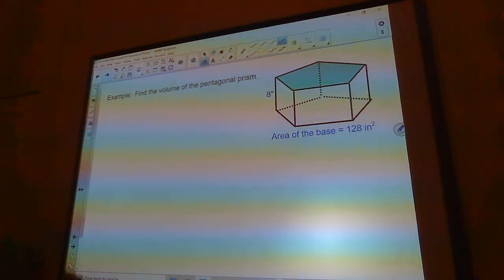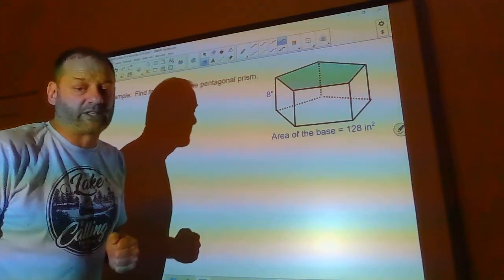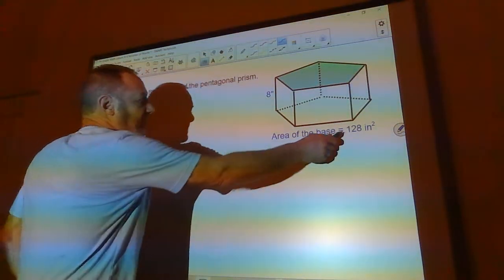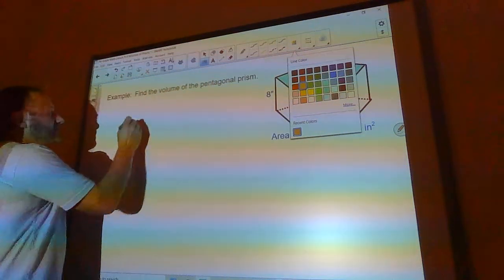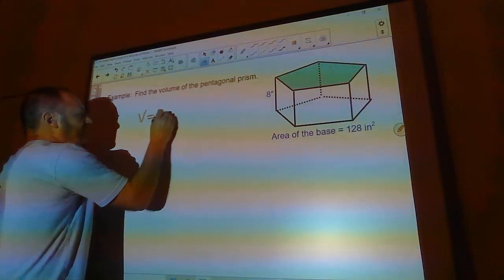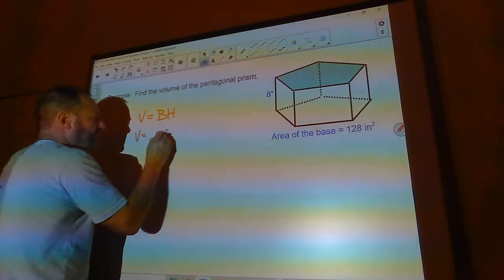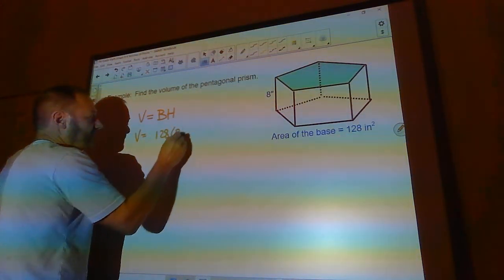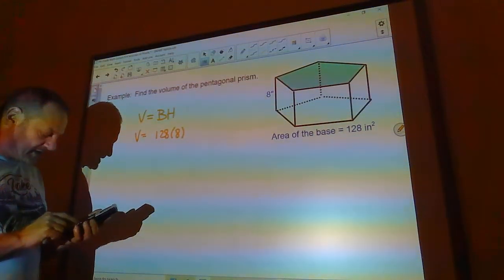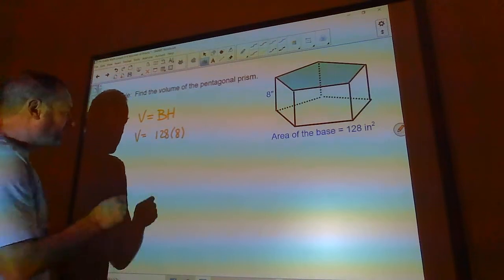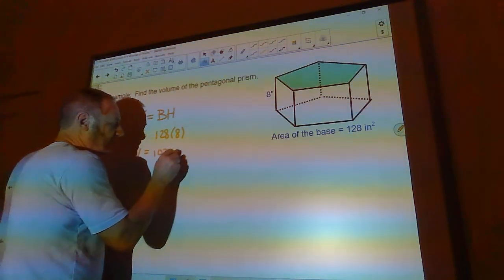Okay, these are the easiest ones of all because I don't have a formula to give you for the area of the base, so I just have to tell you what the base is. The base is 128 square inches. So volume equals area of the base times the height. Well, the area of the base is 128, and the height is 8. So I just got to multiply that together. 128 times 8, 1,024. And that would be in cubic inches.